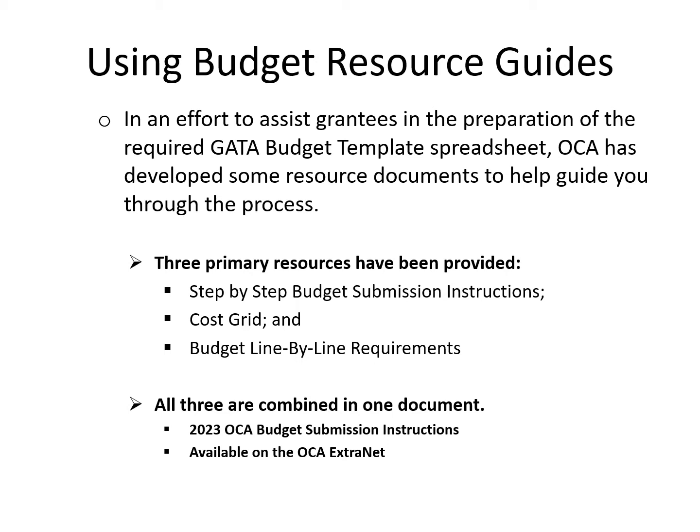There are three primary resources we've provided. The first one is a step-by-step budget submission instructions. We've also created a cost grid, which details what category most costs could be included in, and a budget line-by-line requirements document that helps guide you through what costs can be included in each budget category of the budget template. All three are combined in one document. It is labeled the 2023 OCA Budget Submission Instructions, and it is available for download on the OCA Extranet.